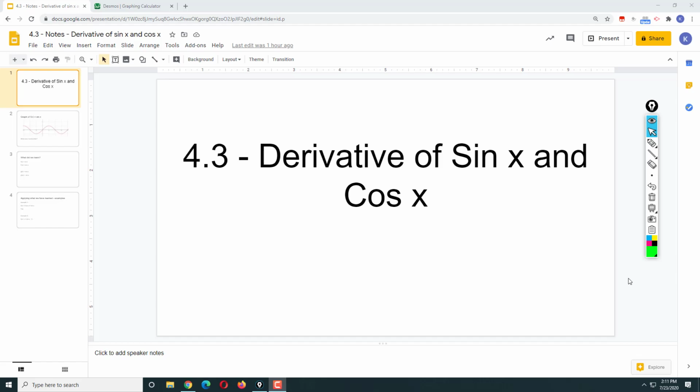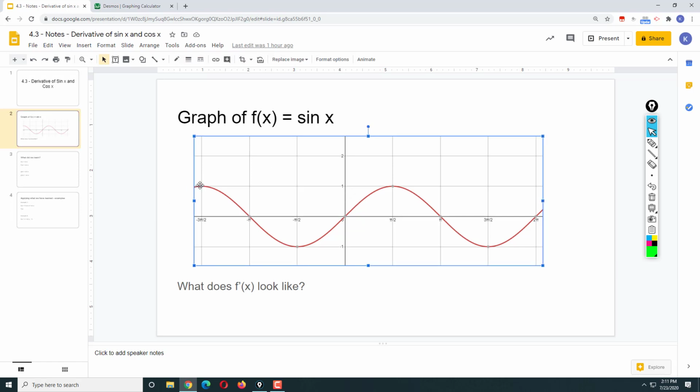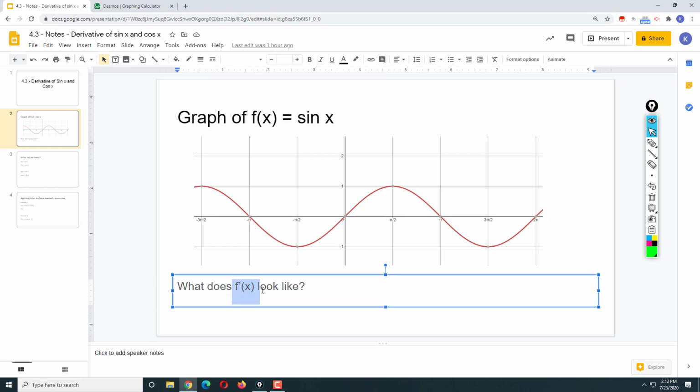Welcome to Unit 4, Lesson 3, the derivative of sine x and cosine x. From our previous lesson, we know that the graph of sine x looks like this. It oscillates, that means it goes up and down again, and it starts at the middle, 0. So what does the derivative of f of x look like?